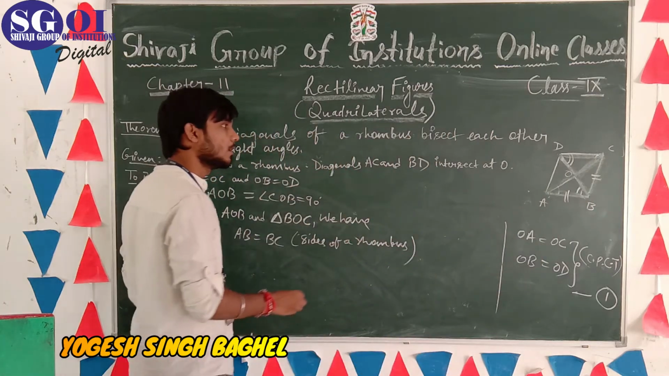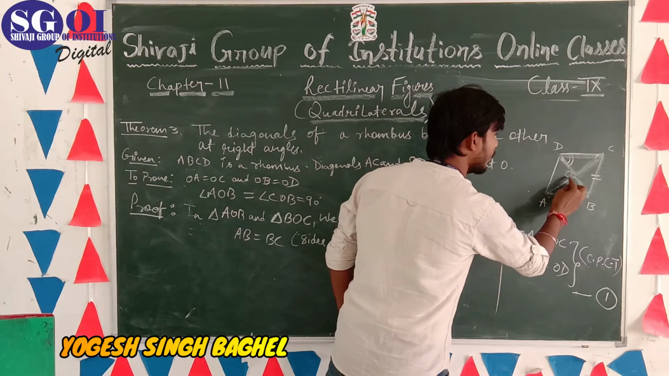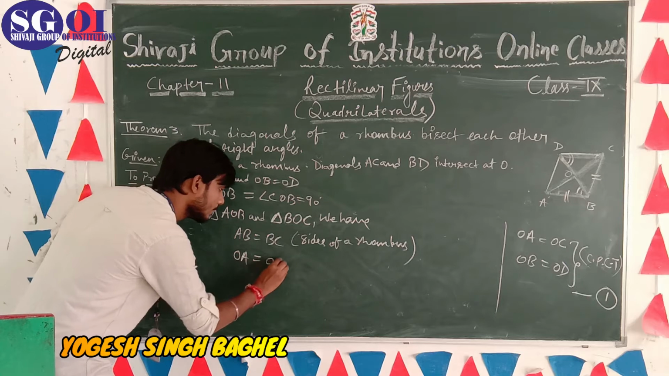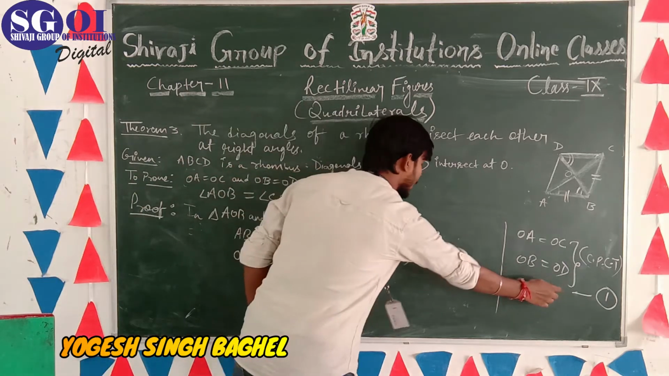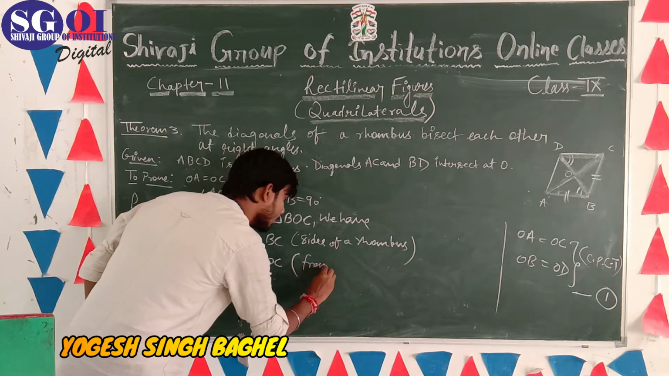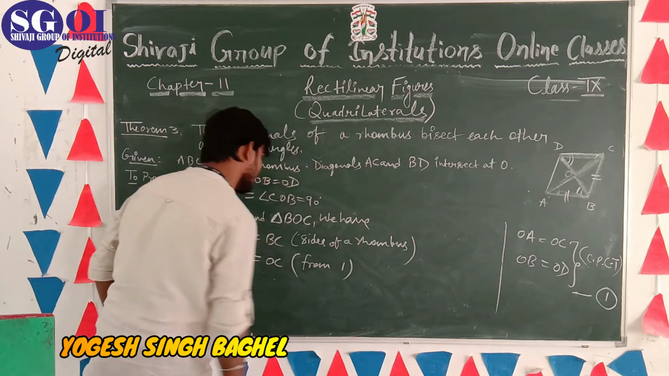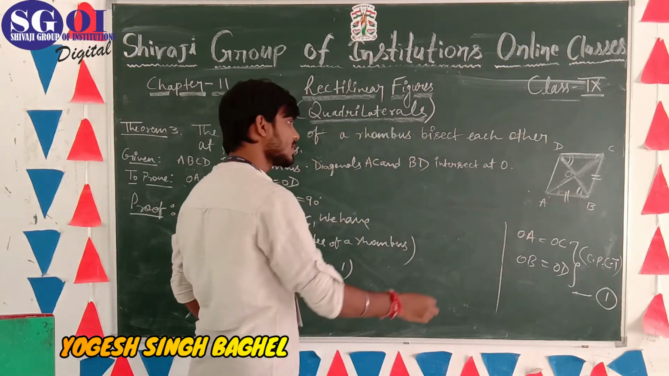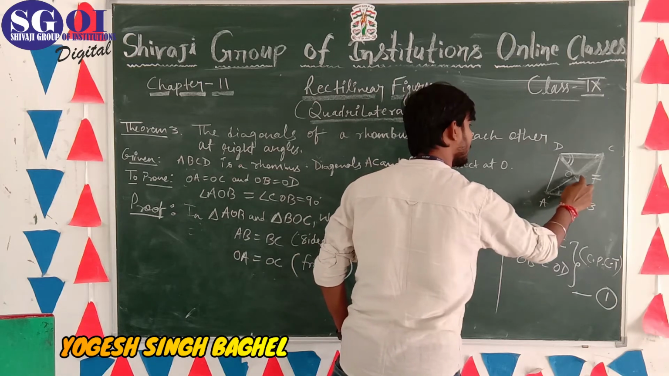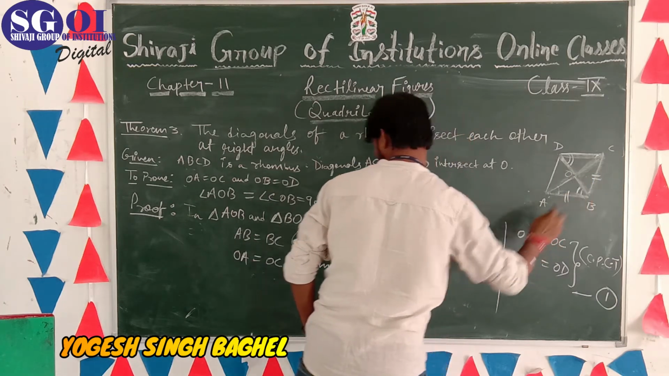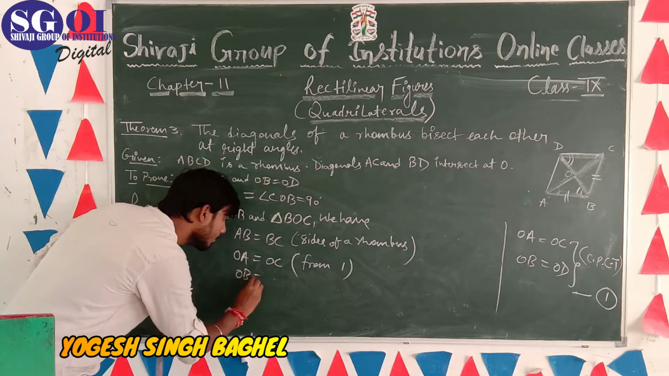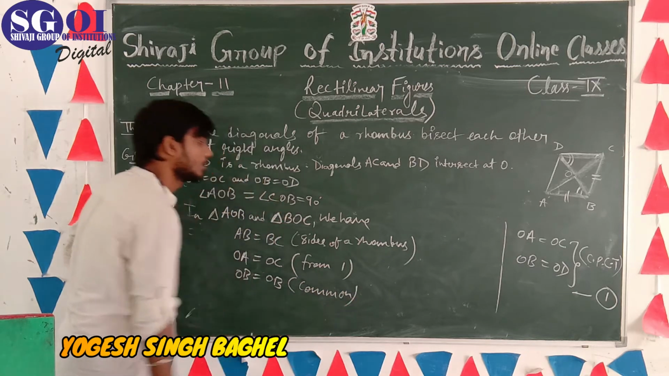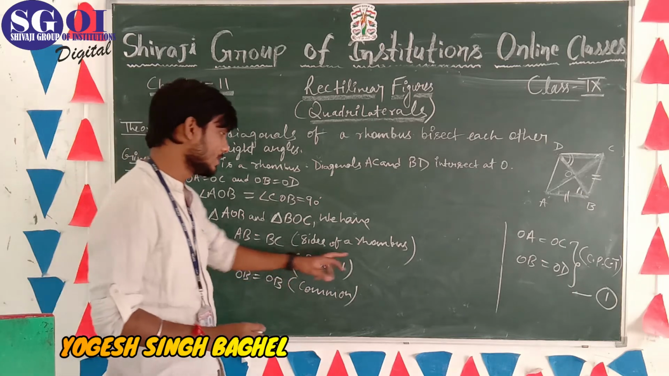Now the second point is OA is equal to OC, from equation 1, क्योंकि अभी हम लोग ऊपर प्रूव कर चुके हैं from first. Okay. Now the third point is OB is common for both triangles. So OB is equal to OB, common. Don't forget to write reasons.